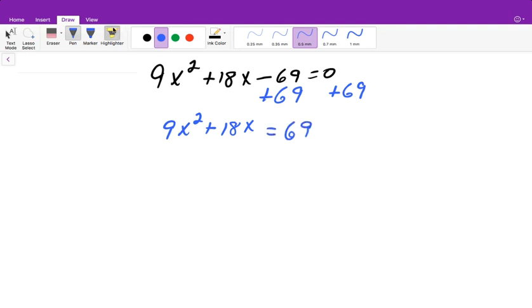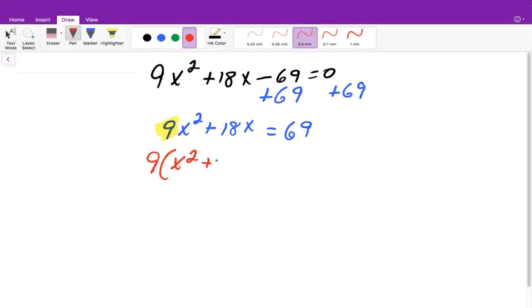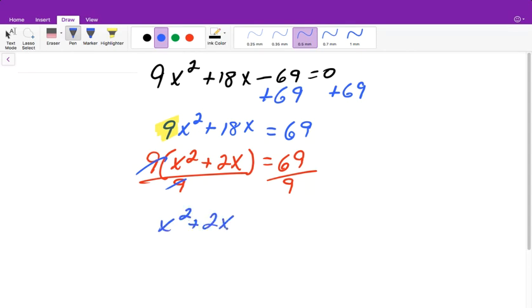And now, since this equation has an a coefficient in front of our x squared that's other than 1, we need to factor that out. So we factor out the 9. We're left with x squared plus 2x is equal to 69. Then we will divide each side by 9. So this cancels, and now we're left with x squared plus 2x is equal to 69 over 9.